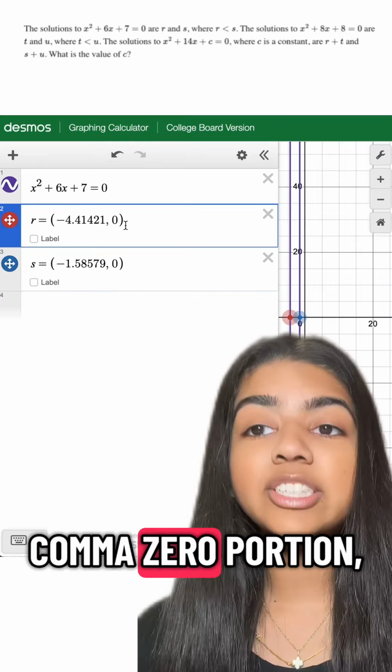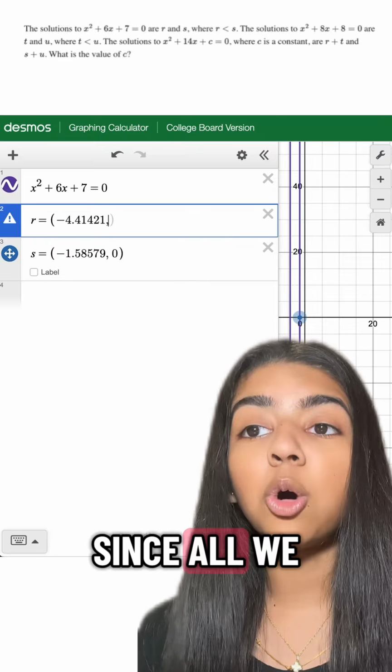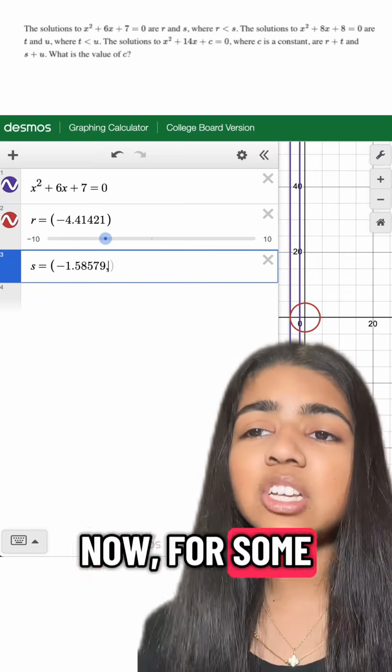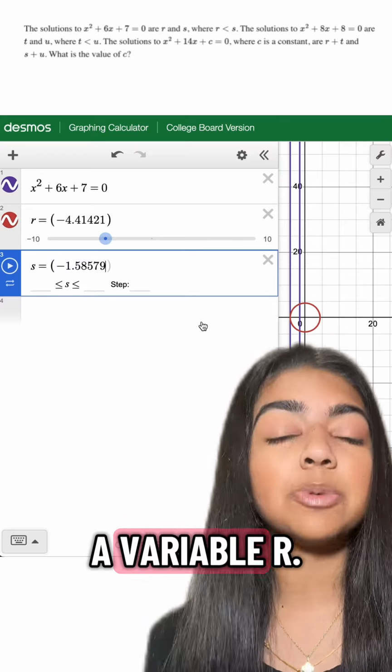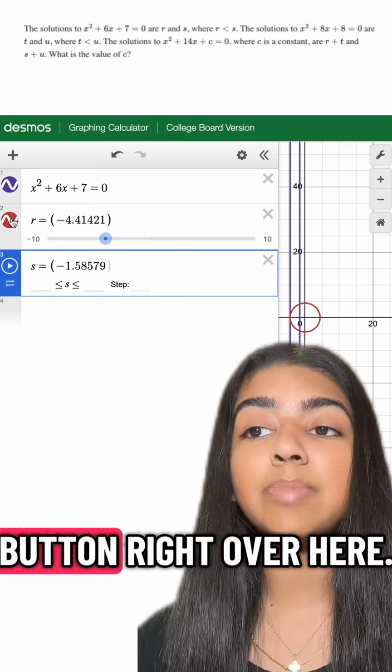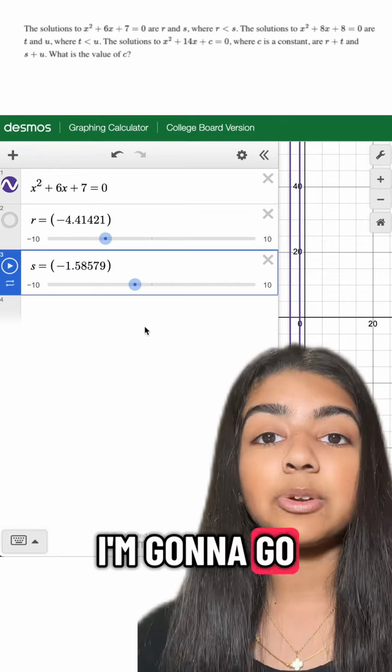Now, I'm going to get rid of the comma 0 portion because we don't really want this comma 0 since all we care about is that x portion. Now, for some reason, Desmos always gives us a circle whenever we use the variable r, so I'm just going to get rid of this line by pressing on this button right over here. Now that we're done over there, I'm going to go to the next equation.